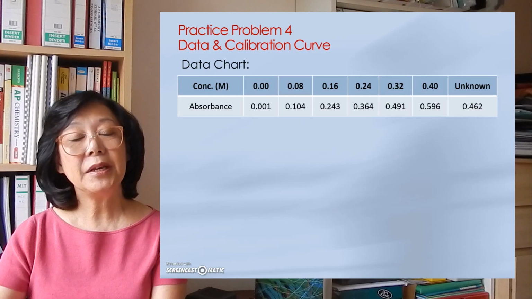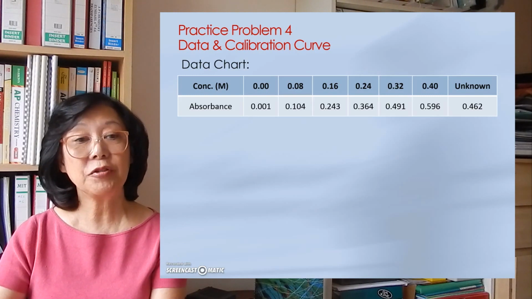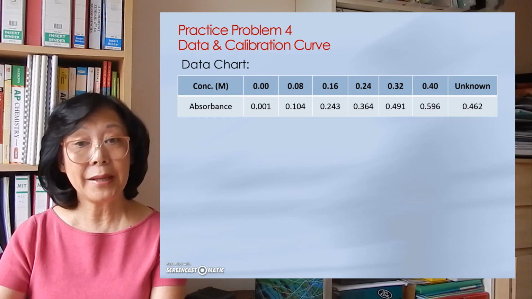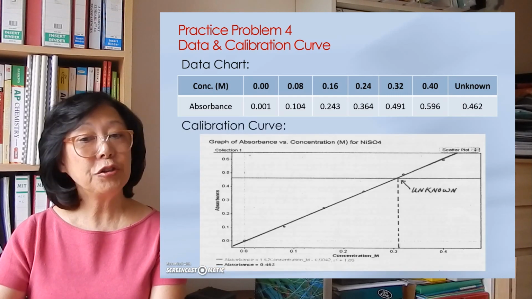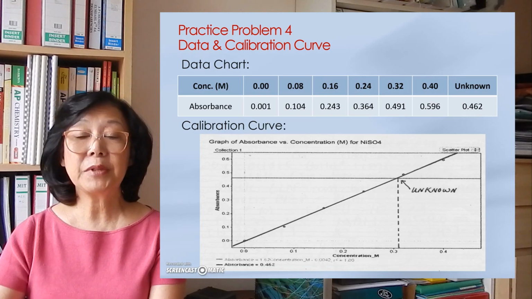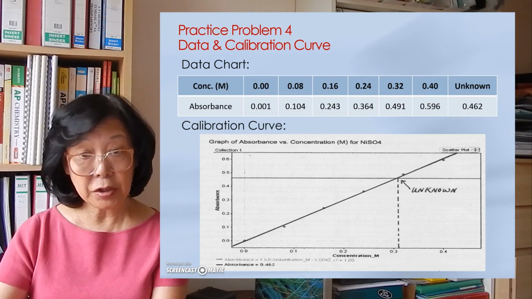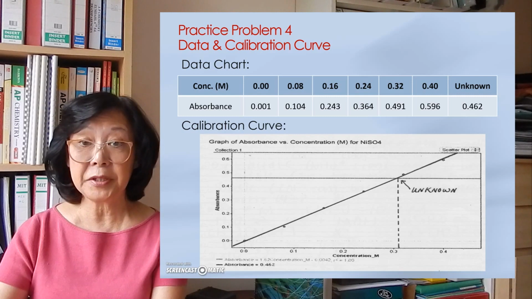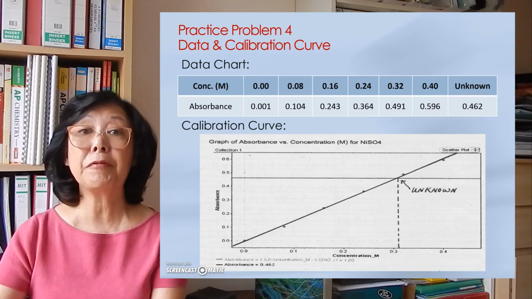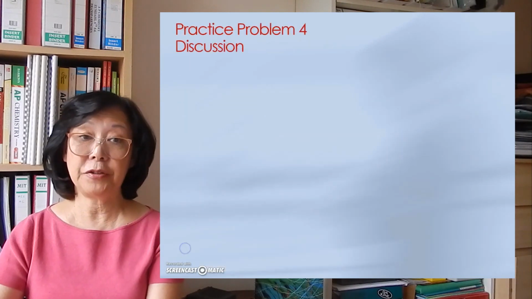So here are the data of a concentration of the standard and the unknown versus absorbance collected. And the student obtained the following chart, and he graphed it. Then, from the line of best fit, he determined the unknown concentration by knowing the absorbance, which is about 0.462, and he came up with a 0.31 molar for the concentration.